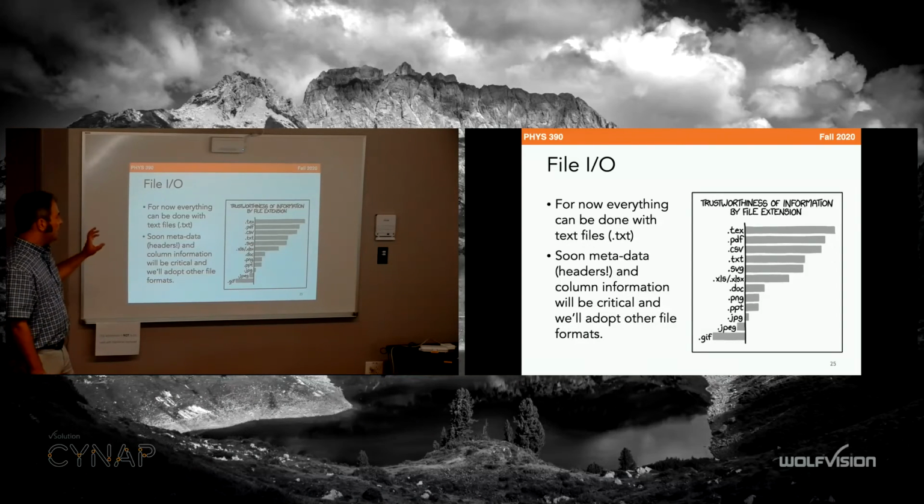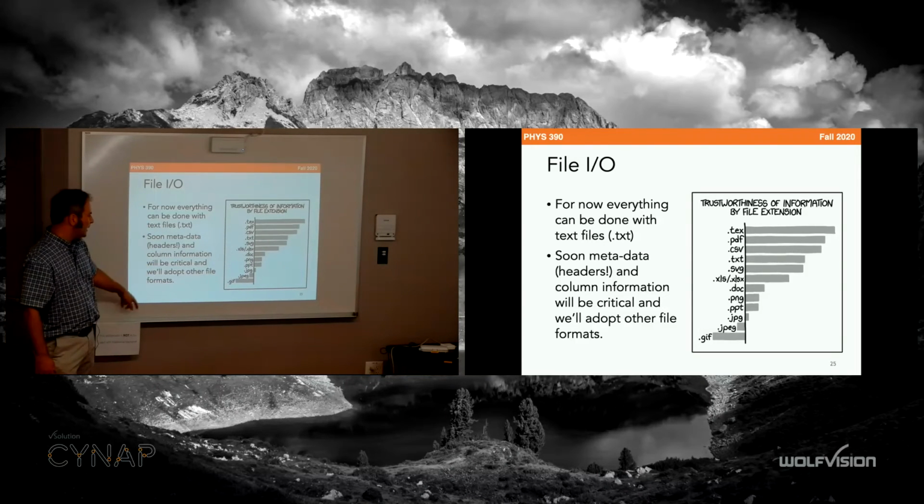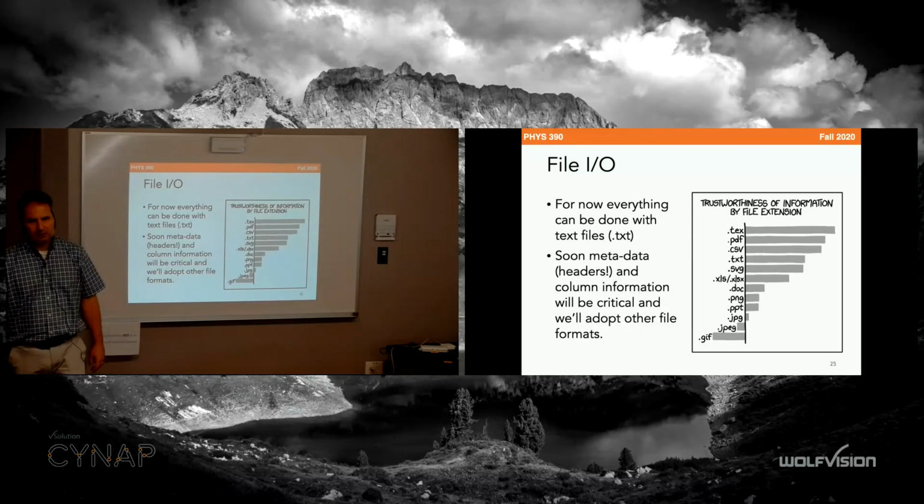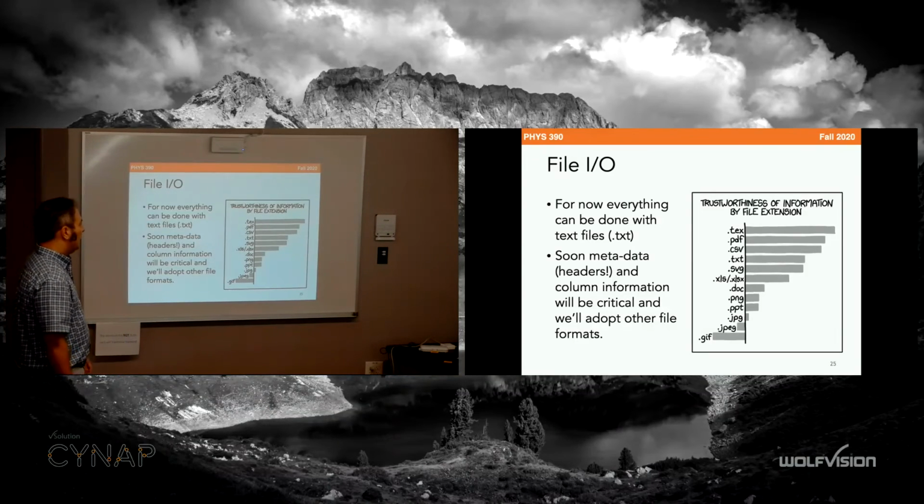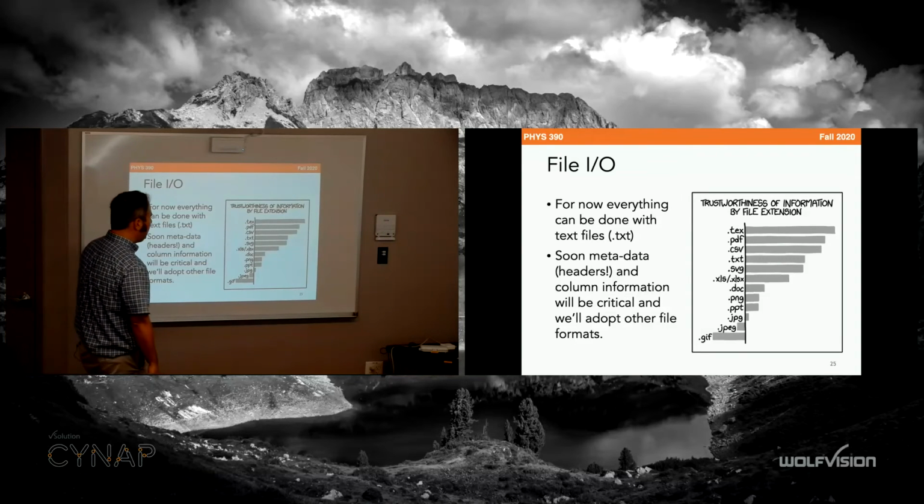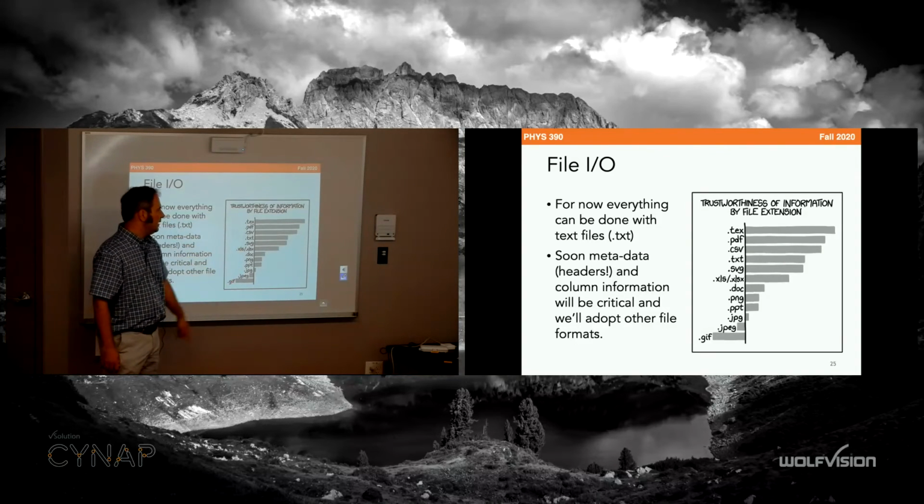So file I/O for everything can be done with text files. But again, I use text files, no problem with text files. Text files are great. But you need metadata, you need column information, and that becomes critical and really convenient if you actually have it saved in the data itself. There are many, many different ways that you can save data.